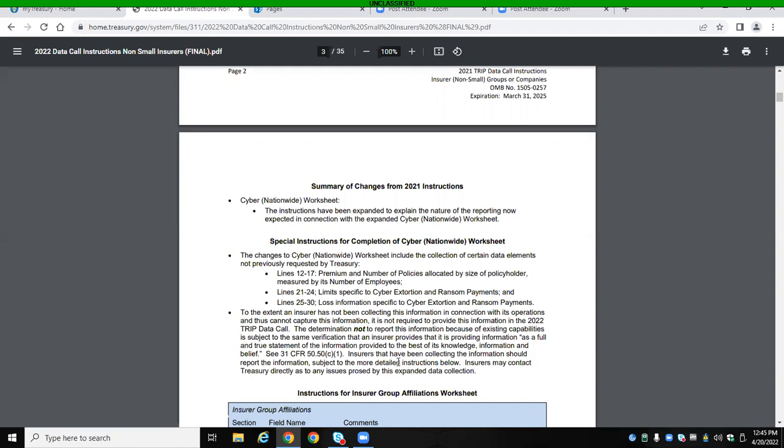Yeah, we would expect any company that wasn't capturing them in the past, given this now fully advertised and required data element, that you should be capturing it now, such that when we get to the 2023 data call for 2022, this should not be an issue.